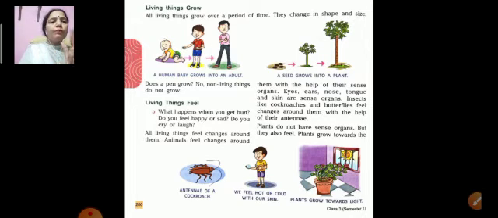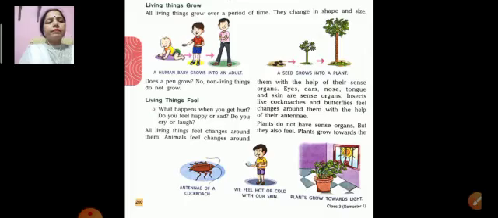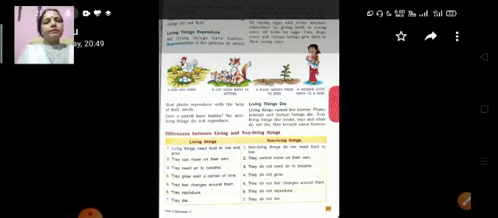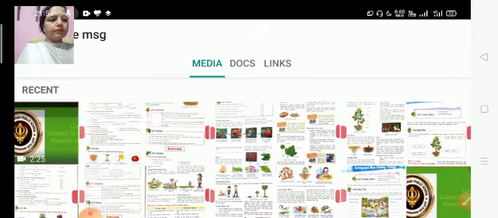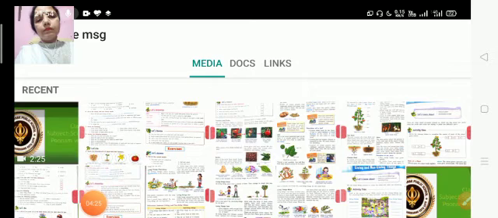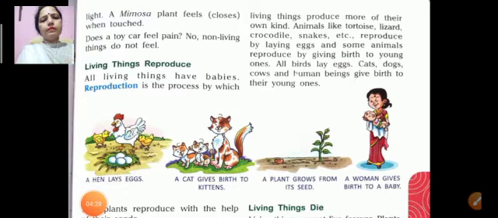Plants grow towards the light. Mimosa plants feel when touched. Does a toy car feel pain? No, non-living things do not feel.